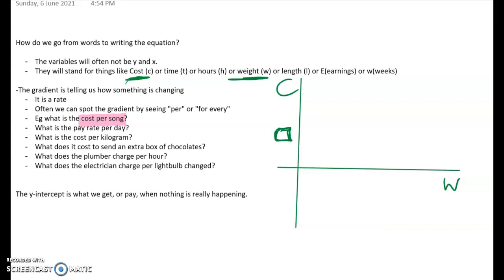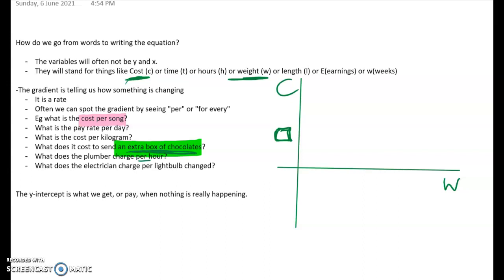As the days go up, what happens to the pay rate? What is the cost per kilogram? What does it cost to send an extra box of chocolates? So that's a clue. Saying an extra is a clue that as the number of chocolates goes up by 1, the cost is going to go up by some amount.